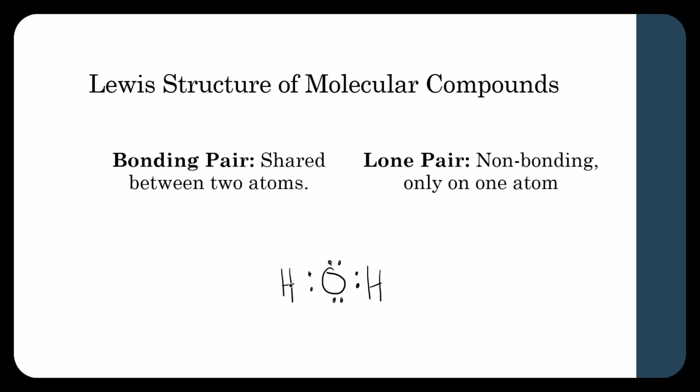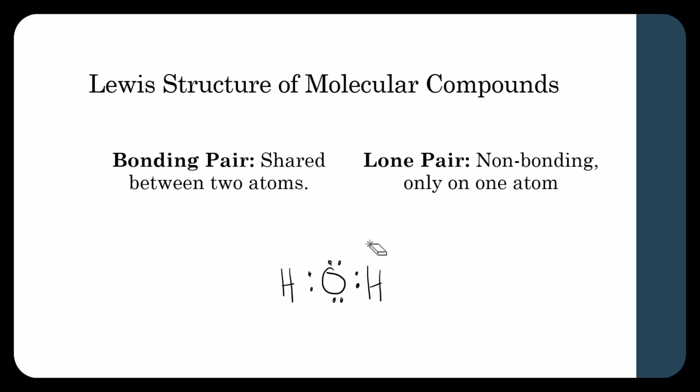So a bonding pair is going to be electrons that are shared between 2 atoms. So for example, looking at our water, these guys right here would be a bonding pair because both the oxygen and the hydrogen are touching them. They're being shared. We have another example of a bonding pair right here.